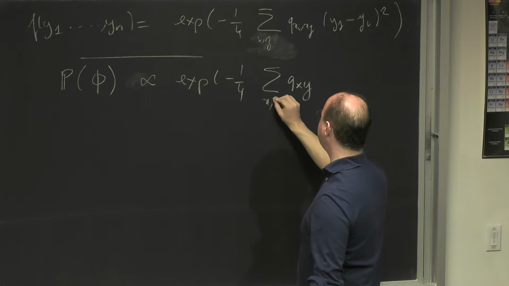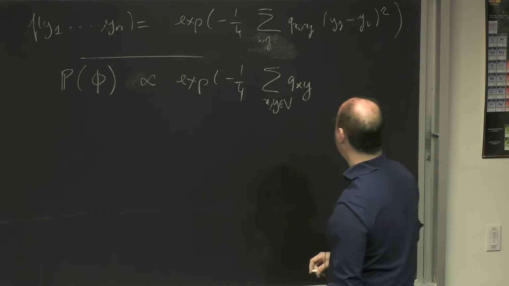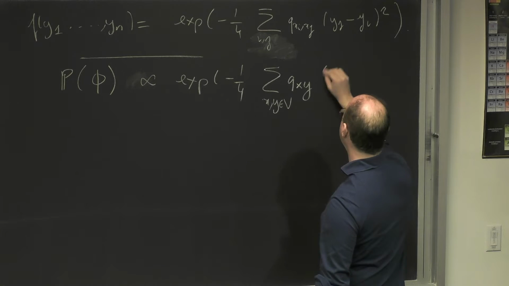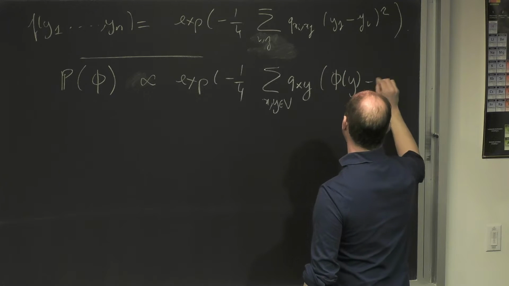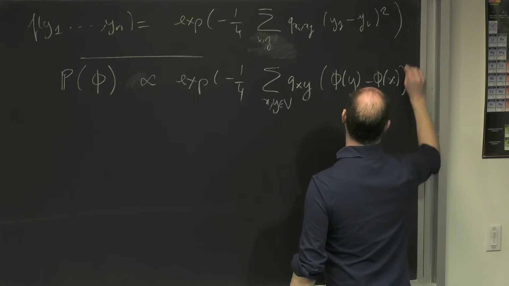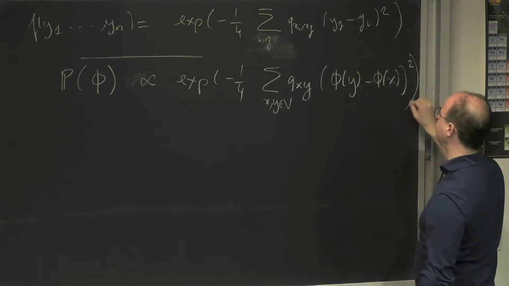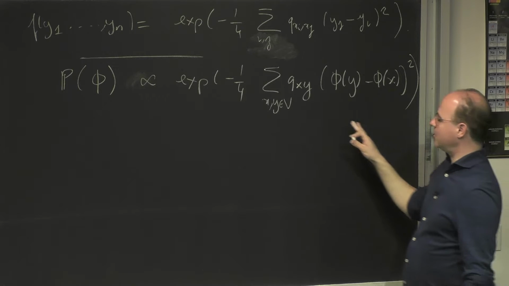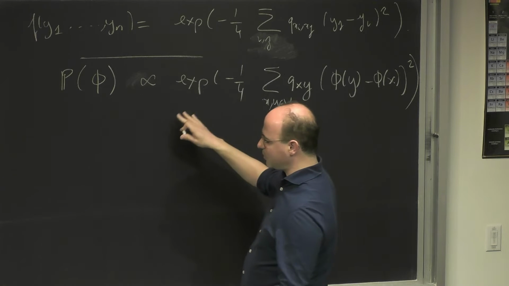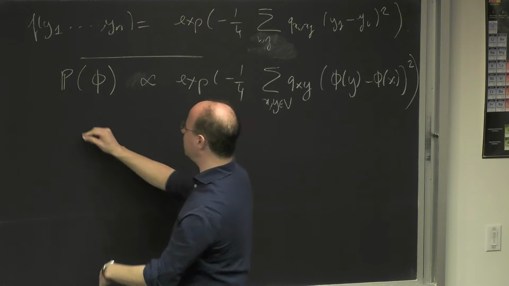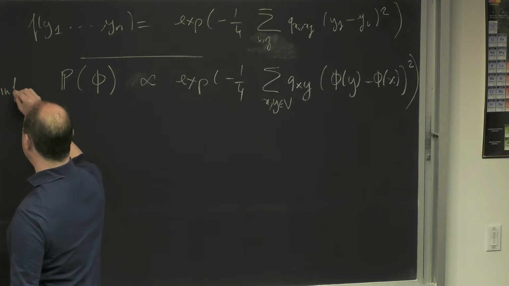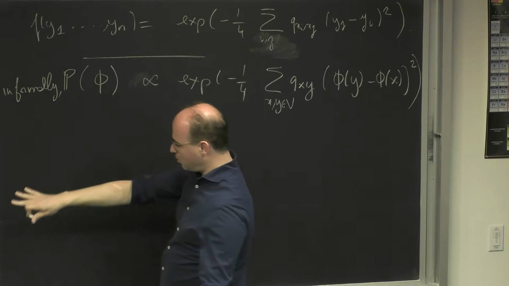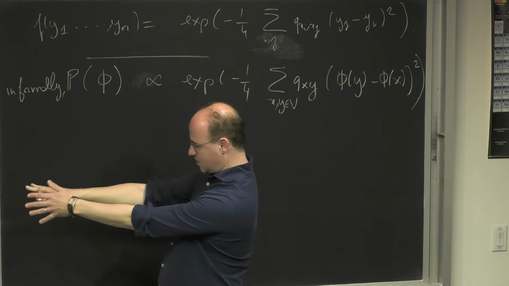So sum over all the vertices. I can actually include v if I want. I can include the boundary. And phi of y minus phi of x squared. So, right, we should understand appropriately the proper meaning of an expression like this. This is an informal restatement, but the proper meaning of a statement like this is exactly what's written here.